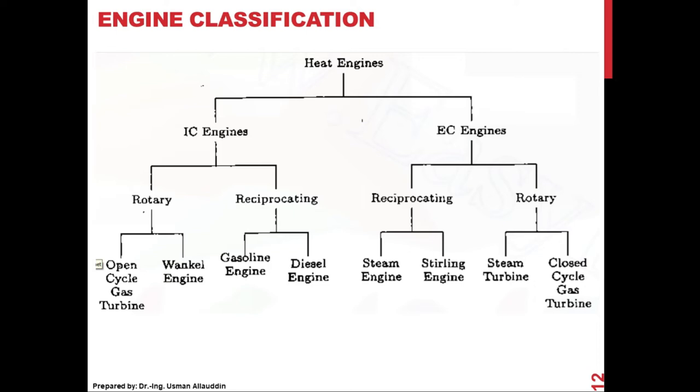And on the other side, in reciprocating type external combustion engines, we have the steam engine, which was used in the past. Now they have become obsolete. Then the Stirling engines, and in rotary type external combustion engines, we have the steam turbine and the closed cycle gas turbine, which is used for power production. And the open cycle gas turbine is used in aeroplanes.